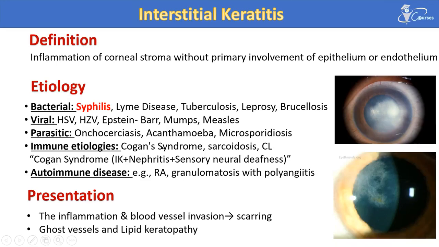But what is Cogan syndrome? This is also asked in the MCQ. Cogan syndrome is a patient who has a triad: interstitial keratitis, stromal inflammation without involvement of the epithelium and endothelium, and nephritis. Those patients usually present later on with renal failure. They also have a problem with hearing, sensory neural deafness. So remember this triad: interstitial keratitis, nephritis, sensory neural deafness.